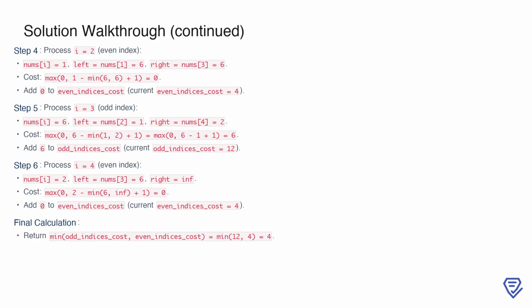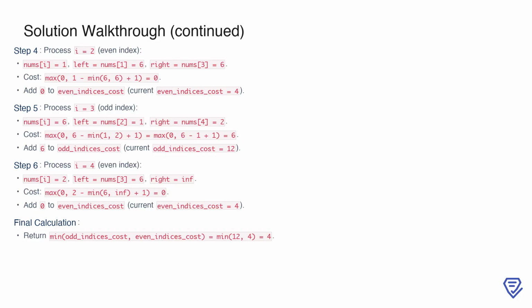Now, for index 2, which is an even index, nums[2] equals 1. The left neighbor is nums[1] equals 6, and the right neighbor is nums[3] equals 6. To satisfy the zigzag condition, we calculate the cost as max(0, 1 - min(6, 6) + 1), which equals 0. Adding this to even_indices_cost keeps it at 4.